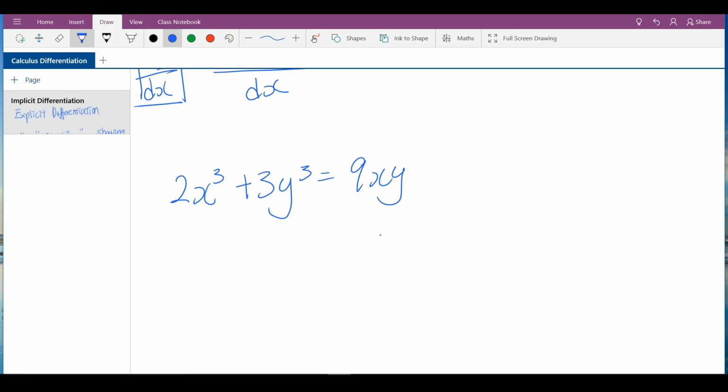Now, if your teacher tells you to go ahead and differentiate this, your first instinct would be, okay, let's rearrange to make y the subject. But the biggest problem in this case is that it has y on both sides. On the left hand side there's a y cubed, and on the right hand side there's y. And no matter how you rearrange it, you still get a y on both sides.